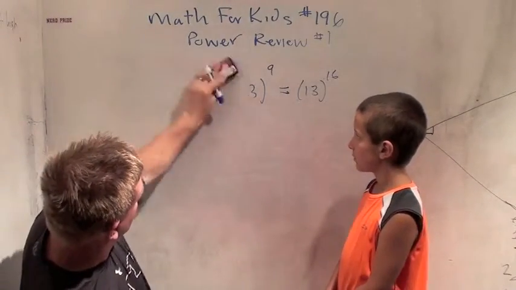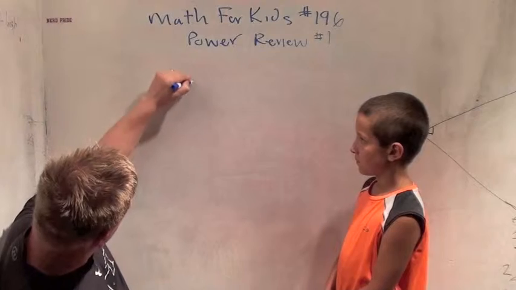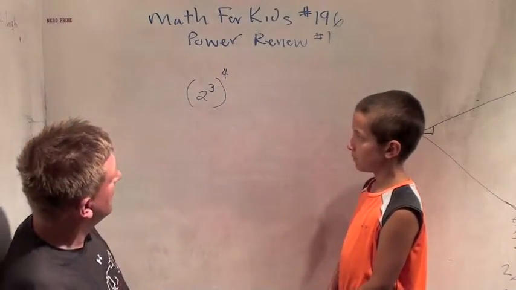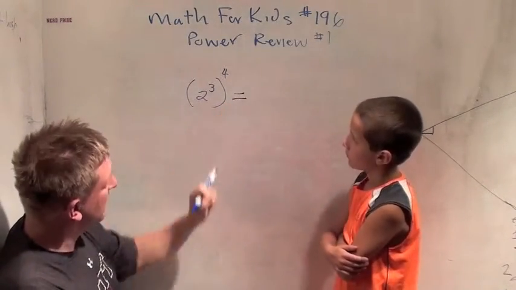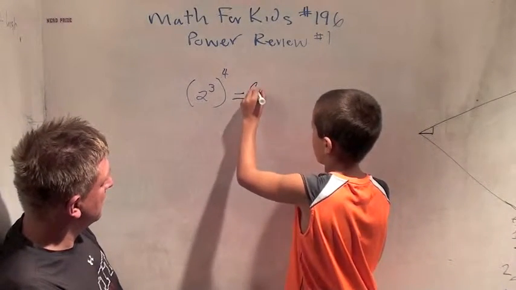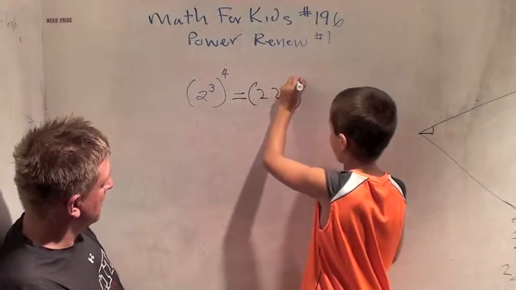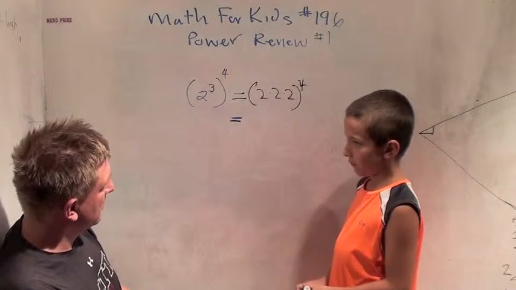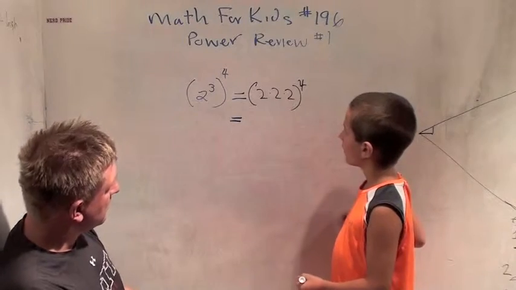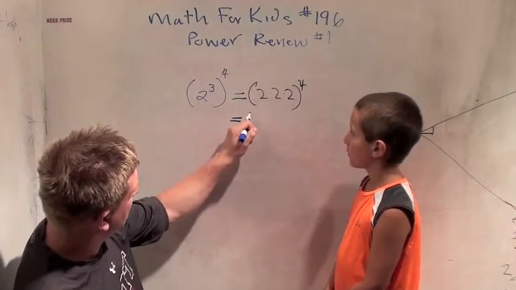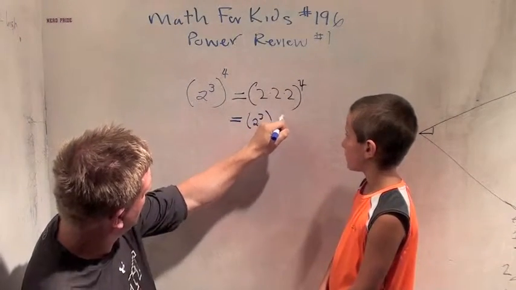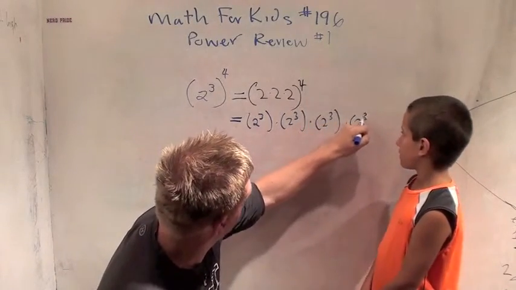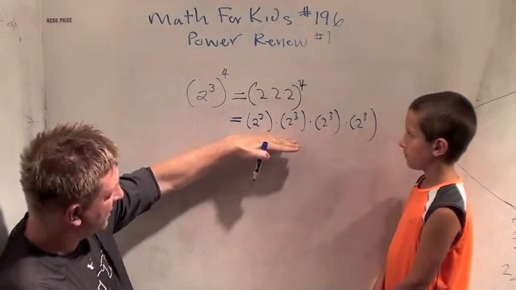Now the last little quick power review thing I'm going to do is what if I have 2 cubed to the 4th power? 2 cubed to the 4th power. What does this mean? It means 2 times 2 times 2, to the 4th. It means 2 cubed times 2 cubed times 2 cubed times 2 cubed. Okay, why does 2 cubed to the 4th power mean that?